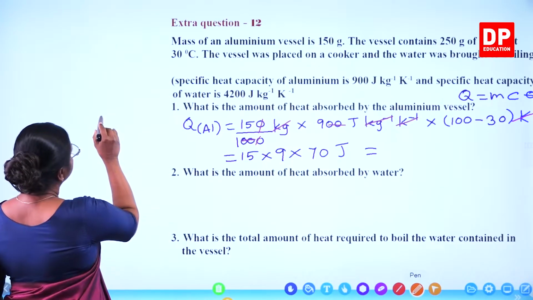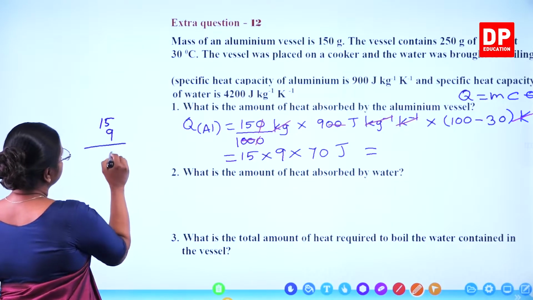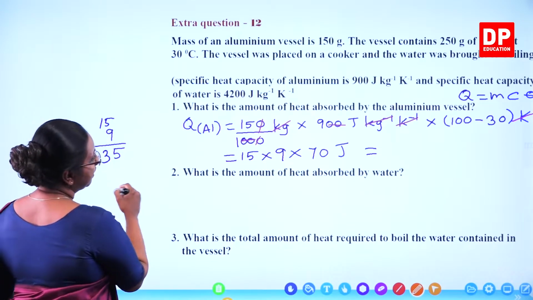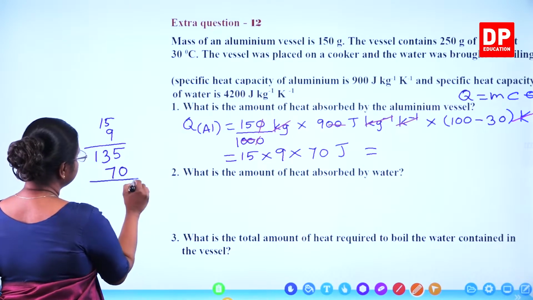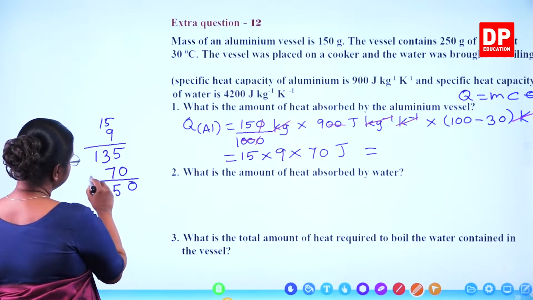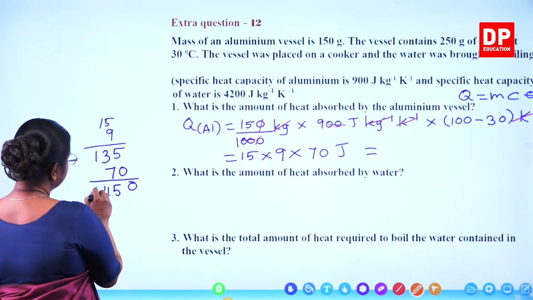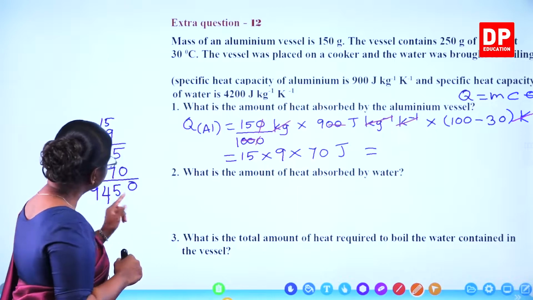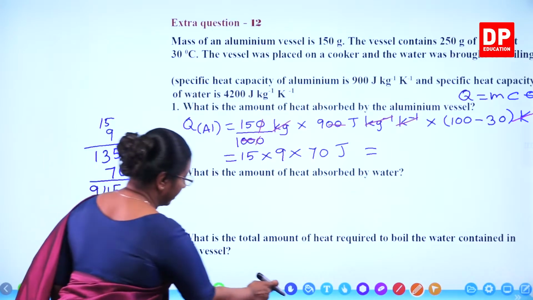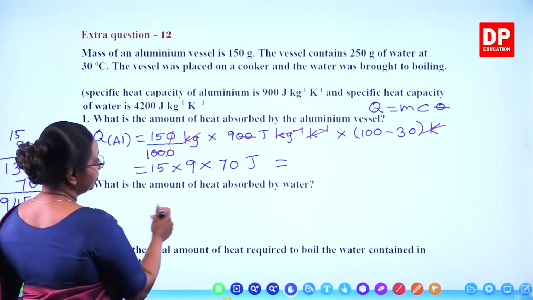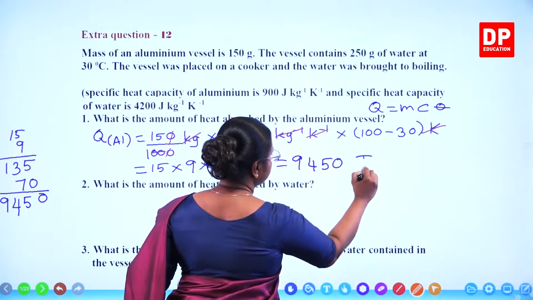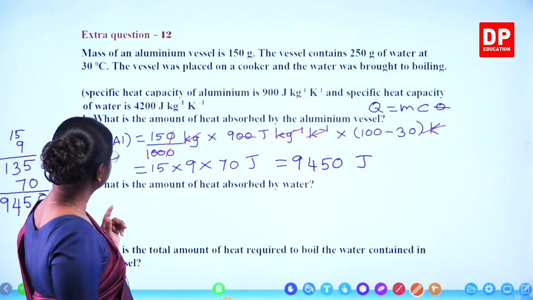So here 15 into 9, that is going to be 135. Then if you multiply that by 70, we get 9450. 9450 is the amount of heat absorbed by the aluminium vessel. So we can write that down. 9450 joules. So you all know, students, Q equals mc theta.